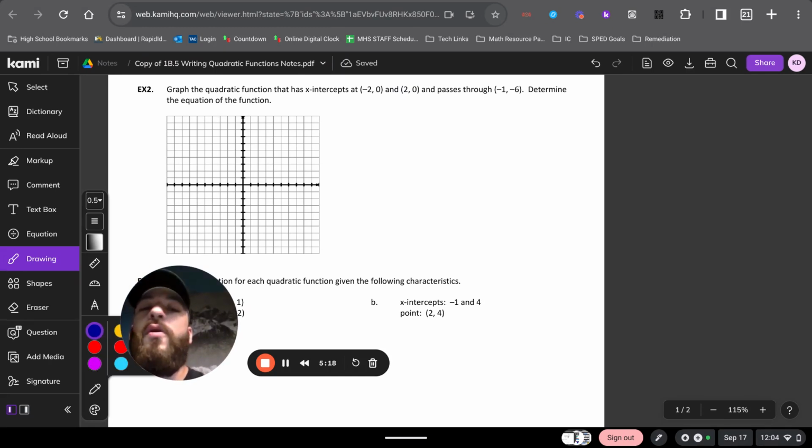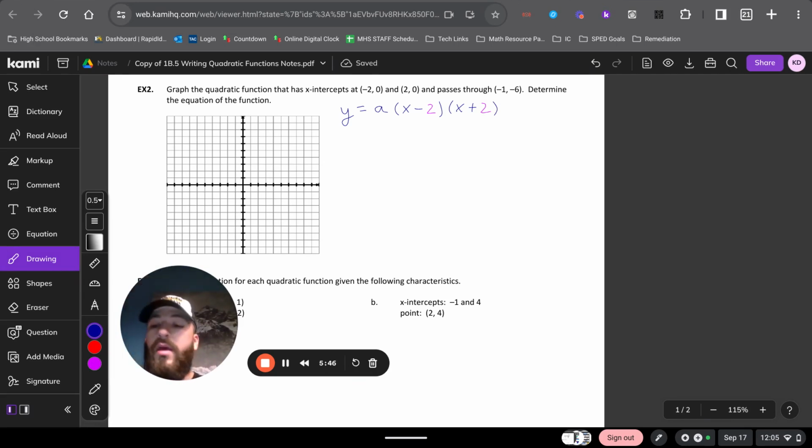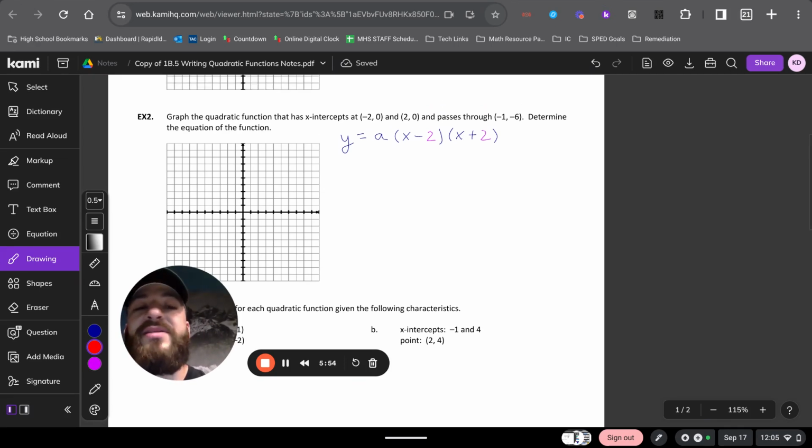So our factored form is y is equal to a, which I still don't know, a, but then it is x minus 2 and x plus 2 from my two roots. Okay, and then once again, they gave us an extra point, -1, -6, which is, of course, an x comma y point.